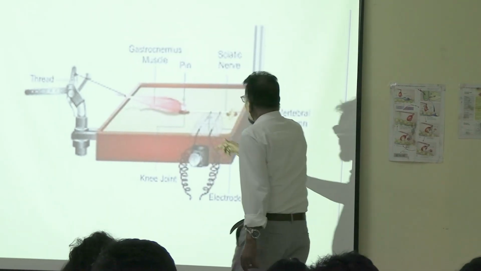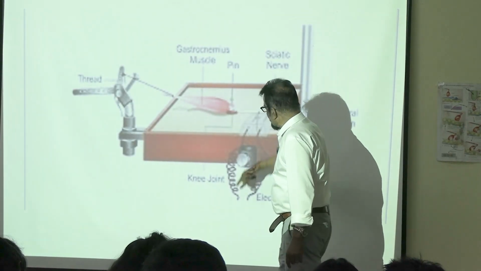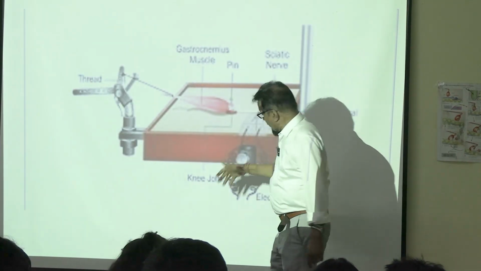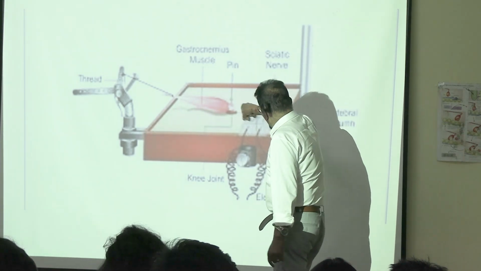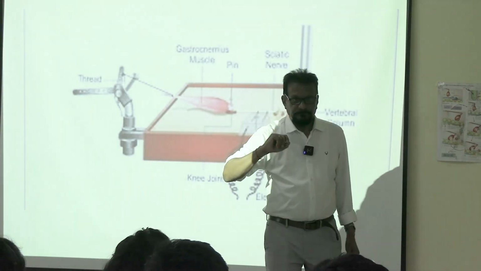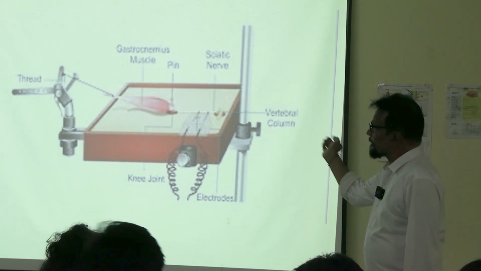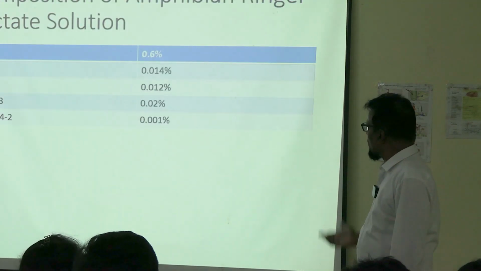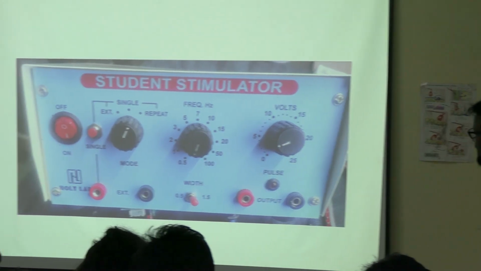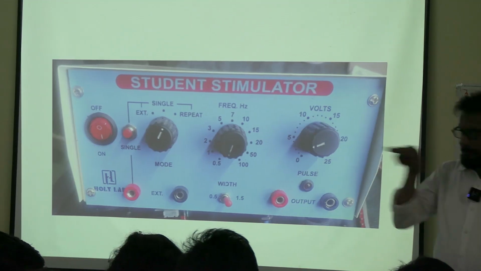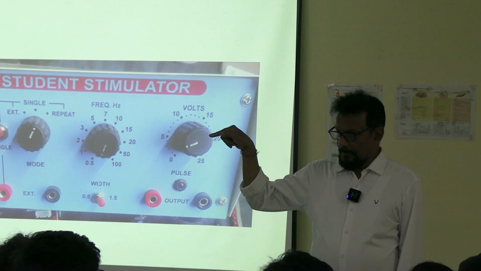Now, there are electrodes. These are the electrodes coming from the stimulator. You place the nerve over the electrodes. So this is the setup. And now you go for the stimulator. This is the stimulator. With the stimulator, we will apply some stimulus to the nerve.